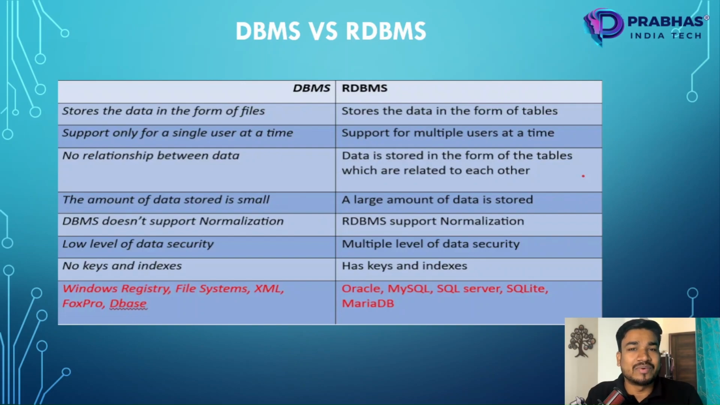Here we can see DBMS versus RDBMS. As already discussed, in a DBMS we store the data in files, but in an RDBMS we store the data in tables. We can maintain relationships in an RDBMS, but we can't maintain relations between different types of files to remove data redundancy, remove duplicate values, and handle the data. That is not possible in a DBMS, but it is possible in an RDBMS.